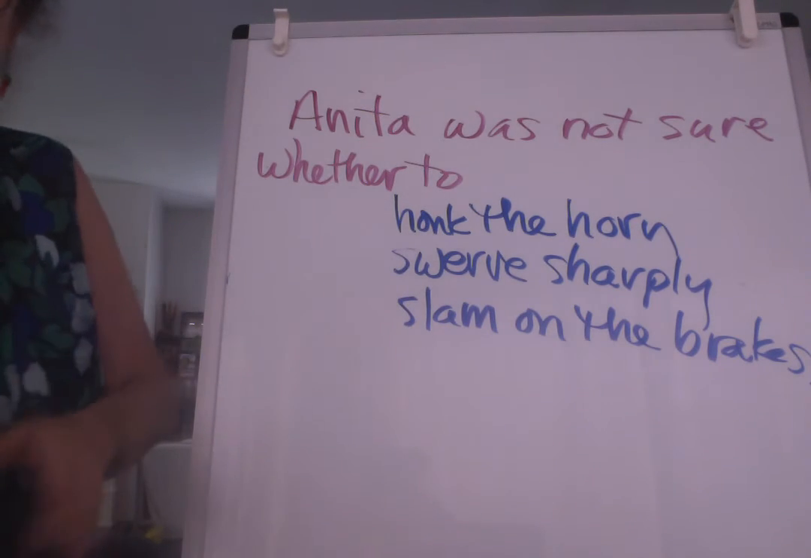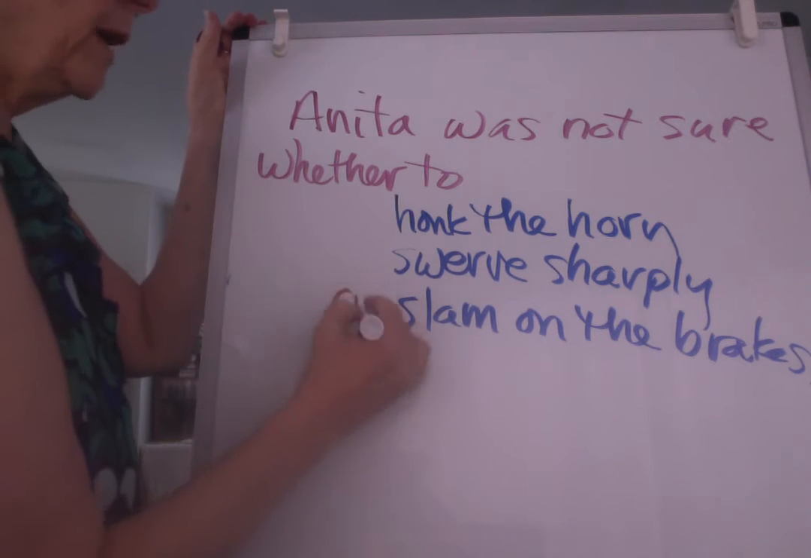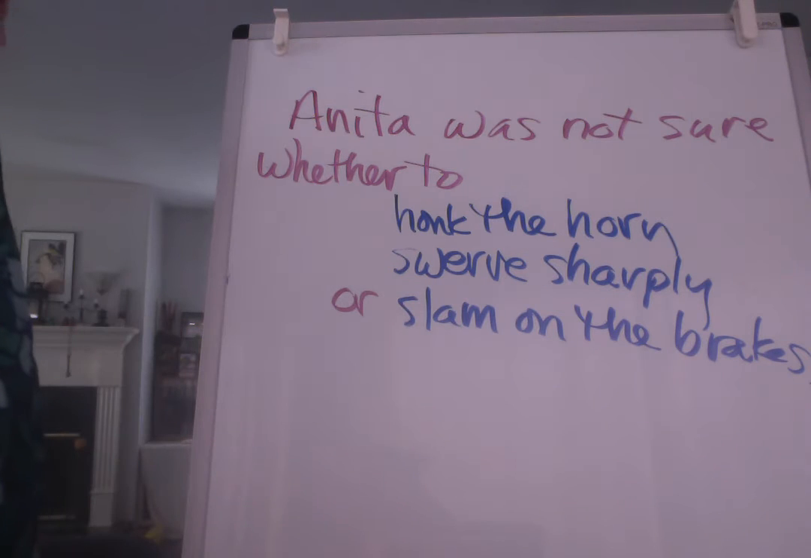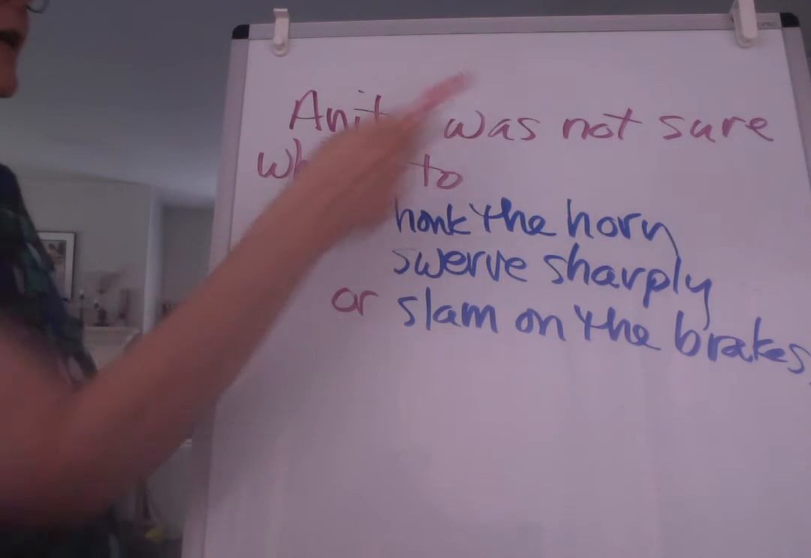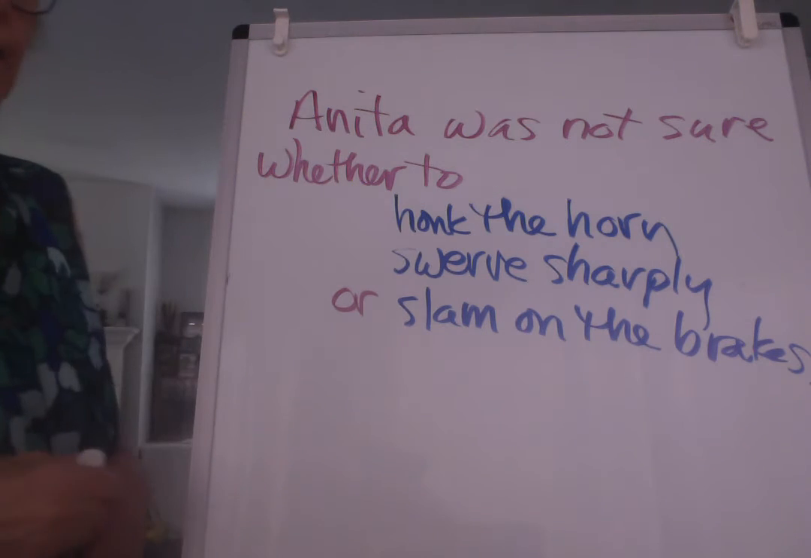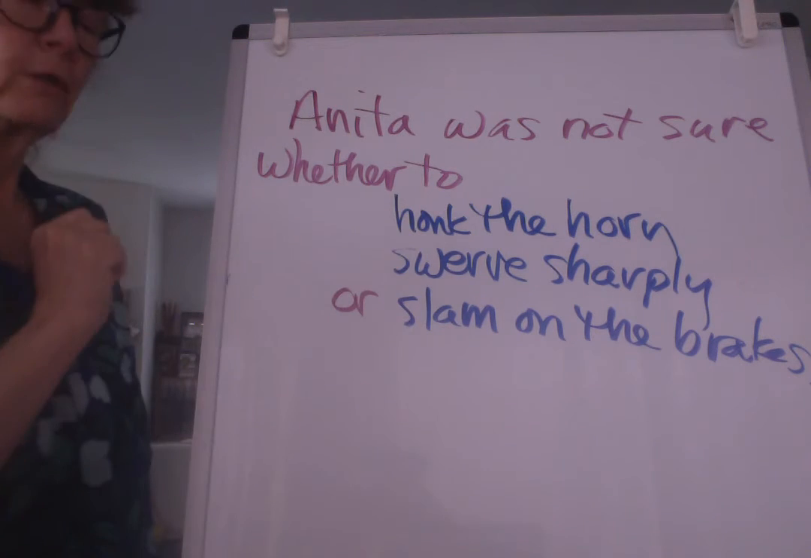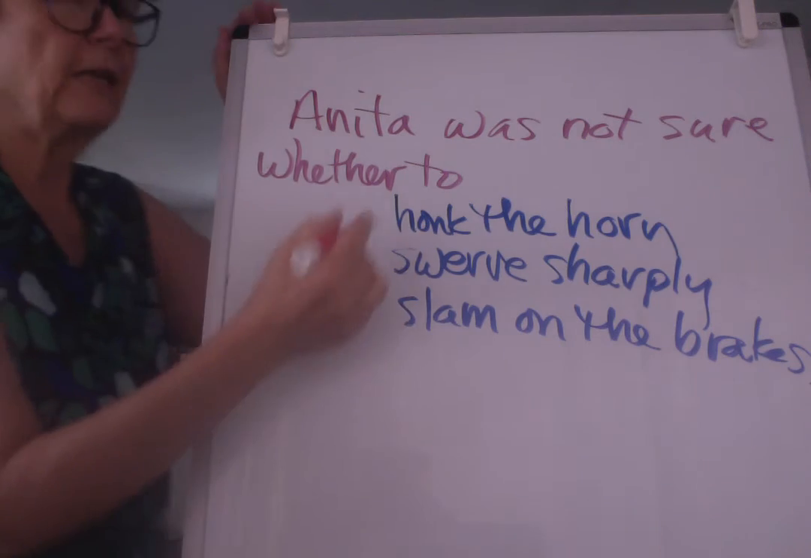All right, so let's analyze this and see what we have going on. So we have a list of things here, three things that Anita was not sure whether to do, right? So she wasn't sure whether to honk the horn, whether to swerve sharply, or to slam on the brakes. So let's take a look.